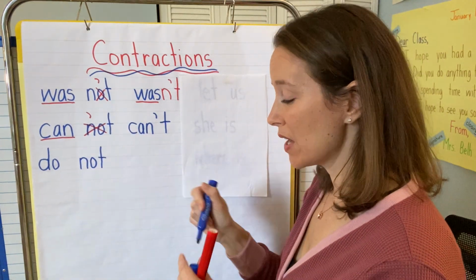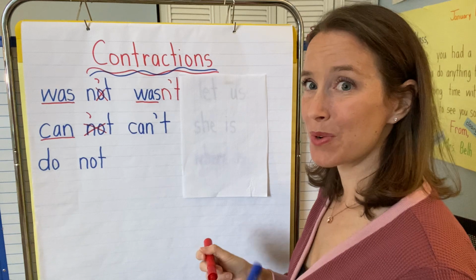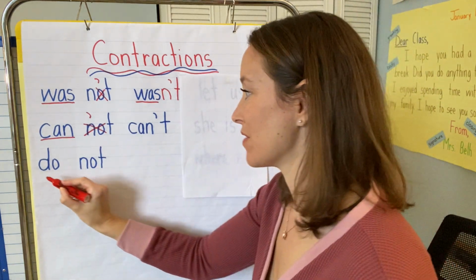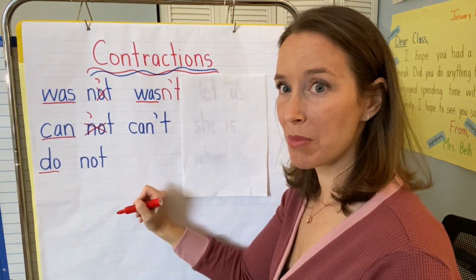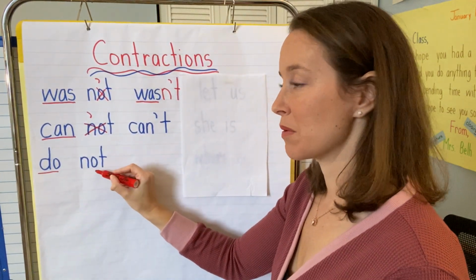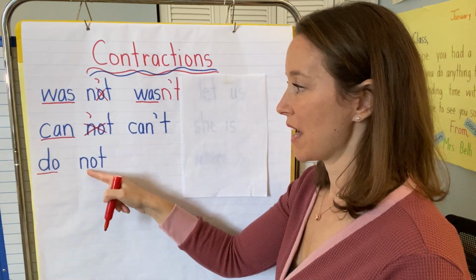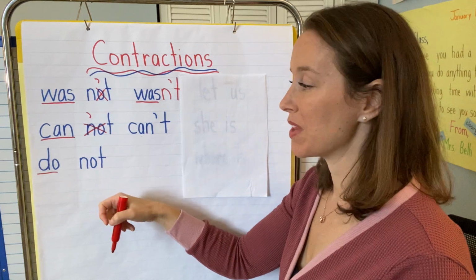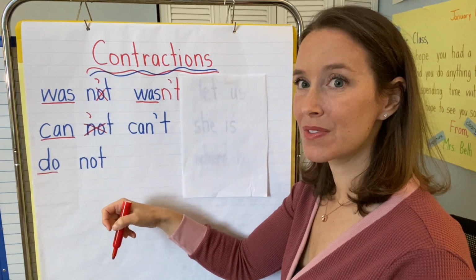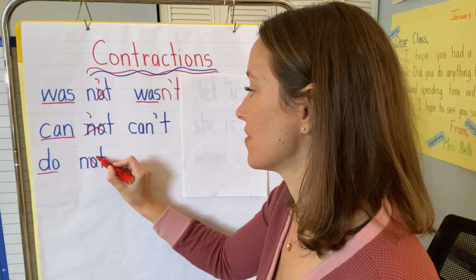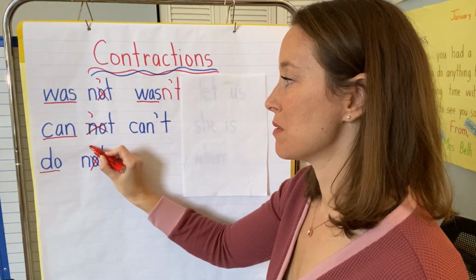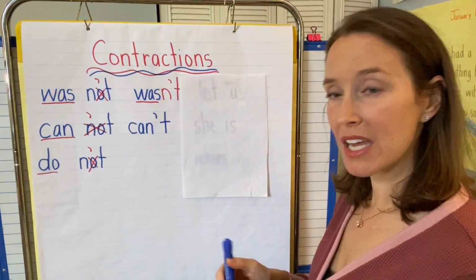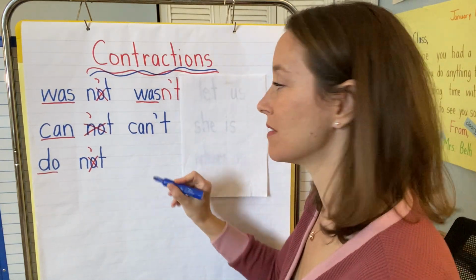All right, do not. So again, what do we always keep? Do we keep the first part or the second part? We keep the first part. So we keep the first part, do, and then look what we're going to do. Right, back to this. There's no N here, so we need to keep the N. And what letter are we going to get rid of? The O. Get rid of the O, and instead we put an apostrophe. So now we can rewrite it together to make that contraction.